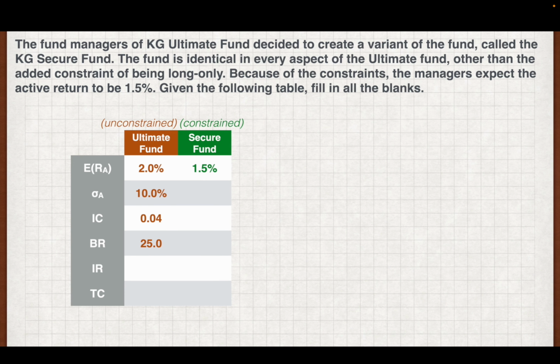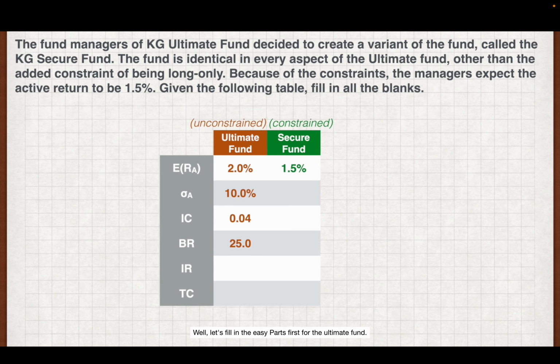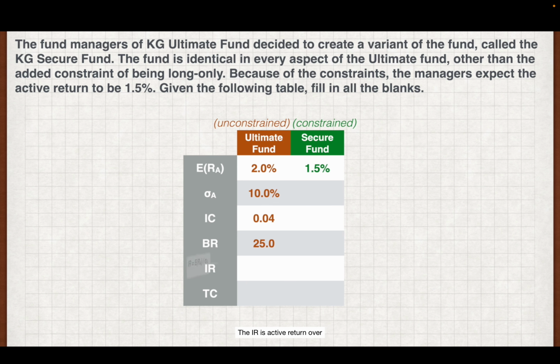And we're back. Well, let's fill in the easy parts first for the Ultimate Fund. The IR is active return over active risk. You should easily get 0.2. You'll get the same answer using the fundamental law as well. The transfer coefficient for an unconstrained portfolio is simply 1.